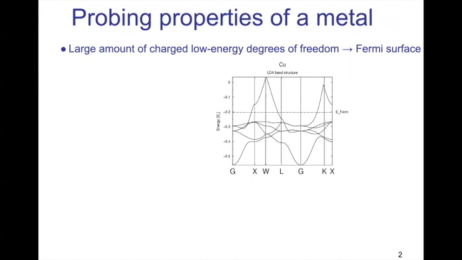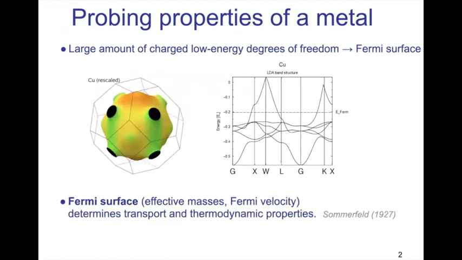Now, the main feature of metals is this extensive amount of charged low energy degrees of freedom. They form this manifold in the reciprocal space, which you all know is the Brillouin zone: the Fermi surface. Well, the Fermi surface determines all thermodynamic and transport properties of your material. The details of this Fermi surface are also crucial in order to understand all the instabilities of our material, so whether it exhibits superconductivity, magnetism, or any charge density waves.